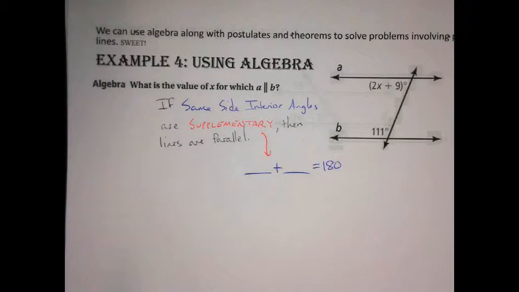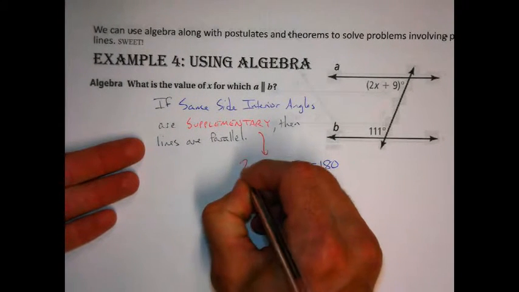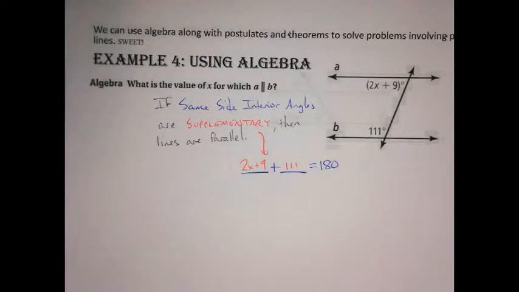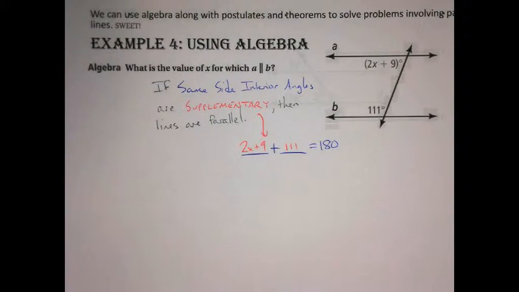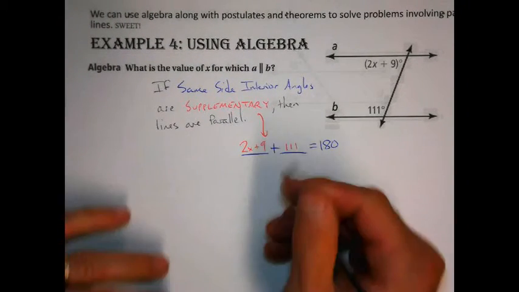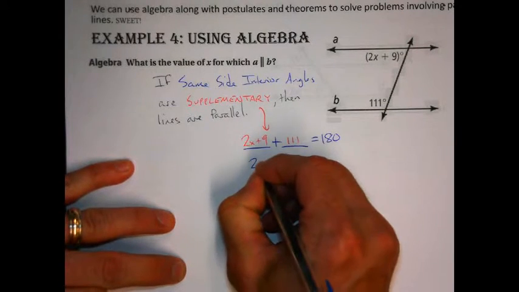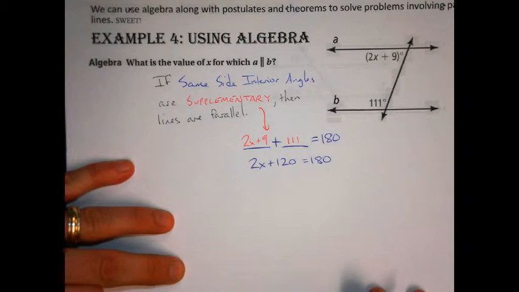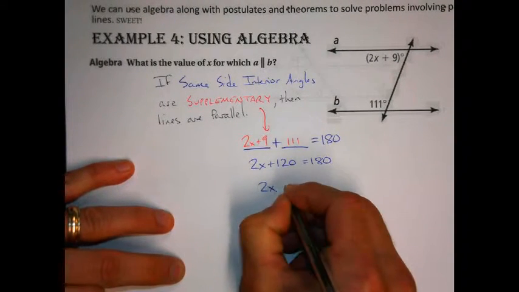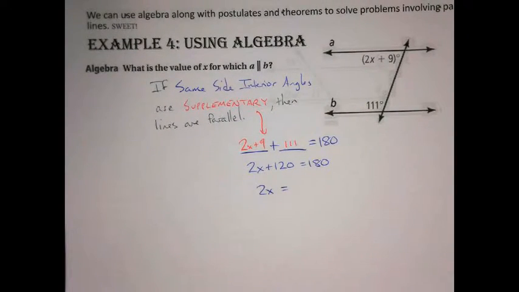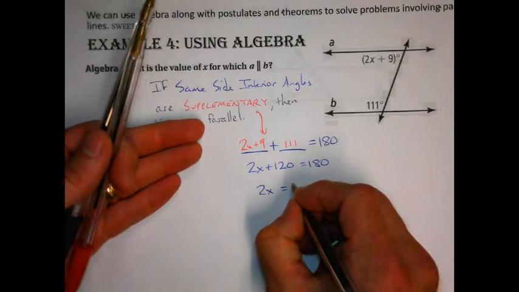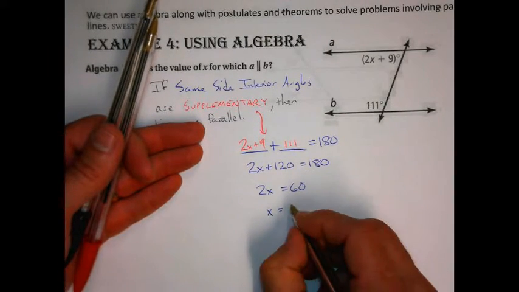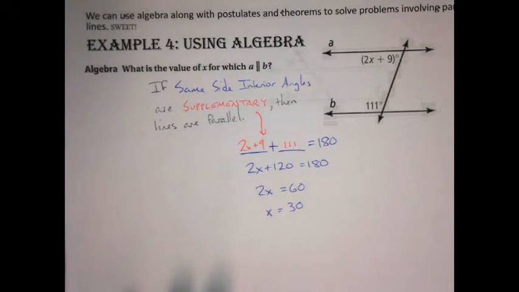So in this case, 2x plus 9 and 111. If we were to add those together, we would get 180, and the rest is some algebra work. Okay, so what's the first thing we do? Starts with a C, ends in combine like terms. And so we have 2x plus 120 would be equal to 180, right? And then we use the subtraction property of equality. We subtract 120 from both sides, and we end up with 60. And then we use the division property of equality, and we find x to be 30, okay?